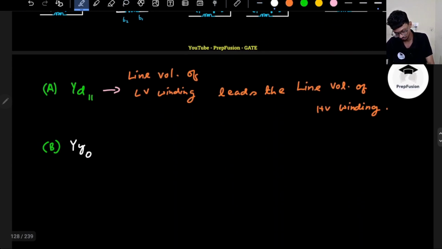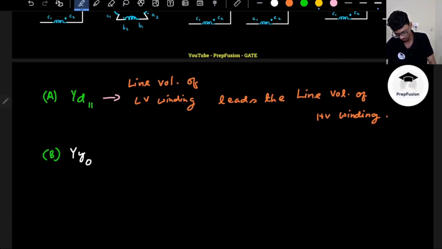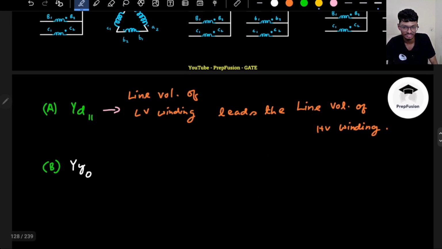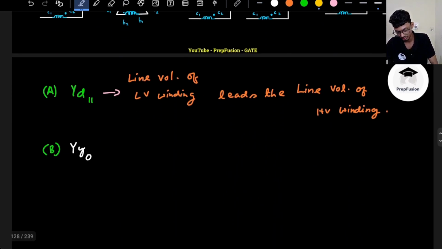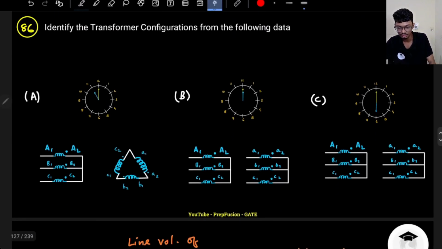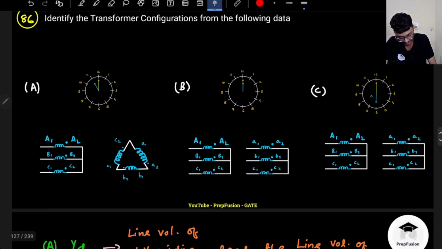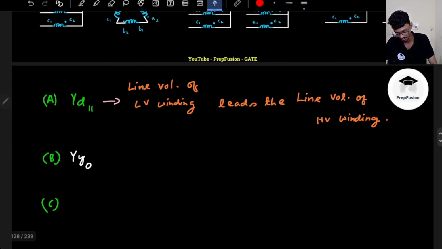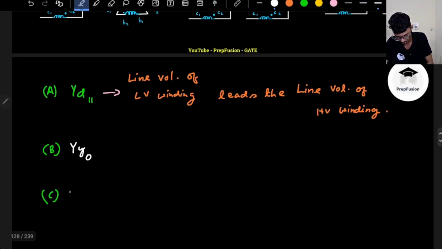What about the other portion? Here again there is no phase difference between the line voltage of the LV winding and the line voltage of the HV winding. What about C? I am just telling you how to write down the transformer notation. Here the high voltage side is star and the low voltage side is star, so again it is YY only.